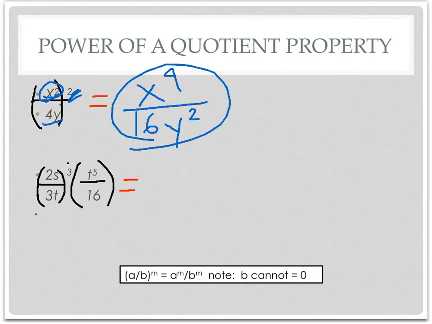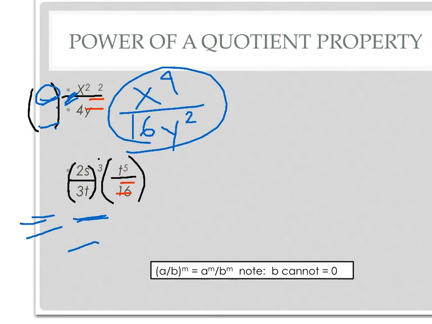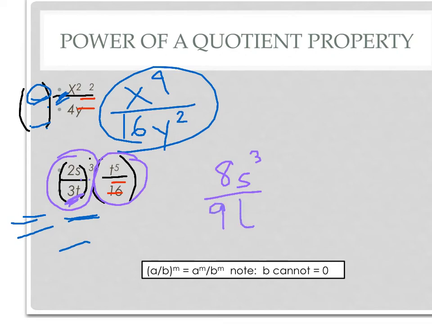In this next problem, it's a little tricky because we have 2 things going on here. So what I'm going to suggest is to actually just deal with this fraction first. Then we will deal with this one, okay? So let's take 2s and cube it. That's going to become 8s cubed. Then let's take 3t and cube it. That's going to become 9t cubed.